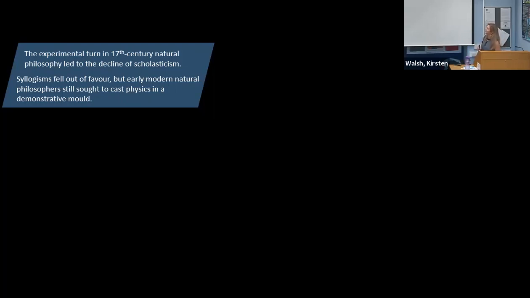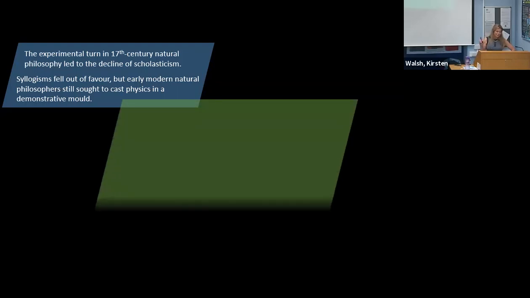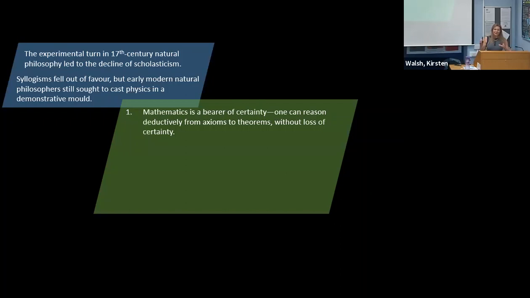But early modern natural philosophers still sought to cast physics in a demonstrative mold. So they were still very concerned with certainty and the way that we could use methods that would lead to certainty. And so most early modern natural philosophers, even experimental philosophers, agreed with the following claims: that mathematics is a bearer of certainty. So one can reason deductively from axioms to theorems without any loss of certainty. Here the idea is if you start from self-evident, necessarily true axioms, and you reason well, if you reason deductively, you should be able to arrive at certain theorems.